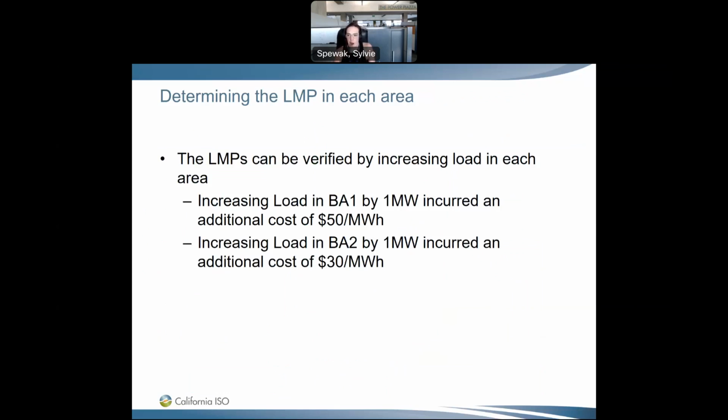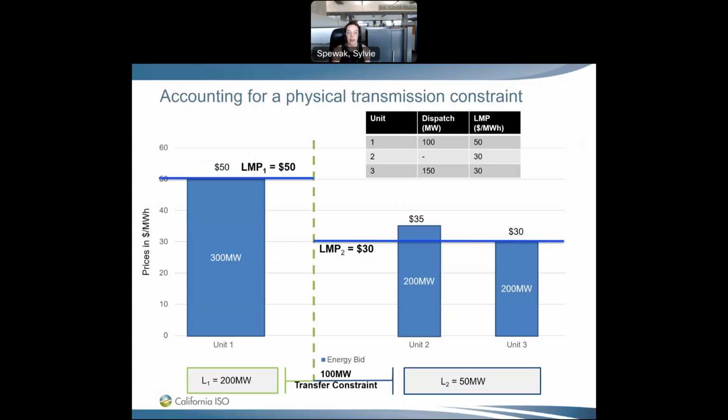So I've just summarized what we just went through on the screen, so that you can come back and refer to this if you need to confirm or verify what we go through in Chapter 4. The LMPs can be verified by increasing load in each area. If we increase load in balancing area 1 by 1 megawatt, that incurred an additional cost of $50 per megawatt hour to the whole system. If we increase load in balancing area 2 by 1 megawatt, that incurred an additional cost to the system of just $30 per megawatt hour. And that is how we set our prices.